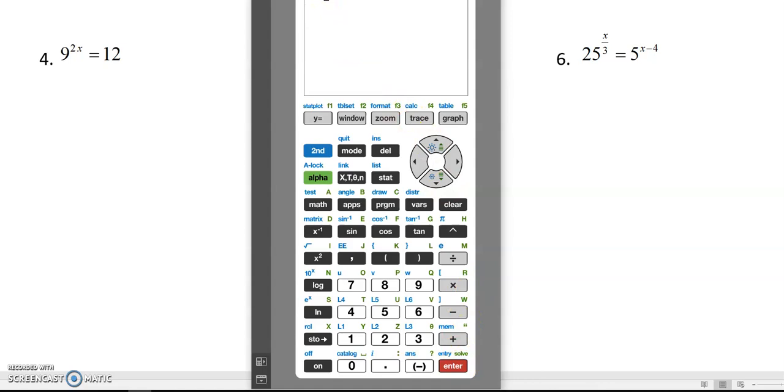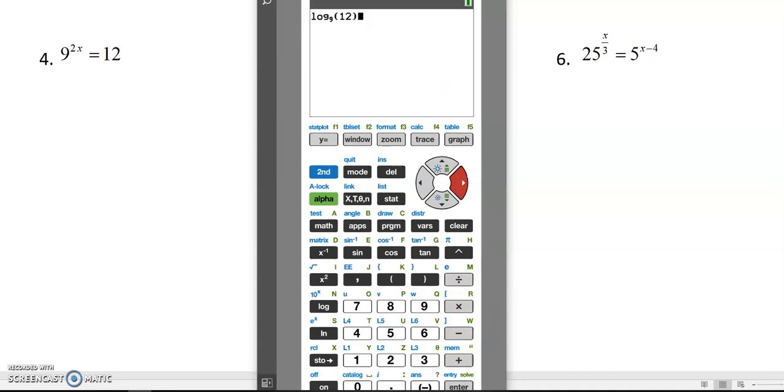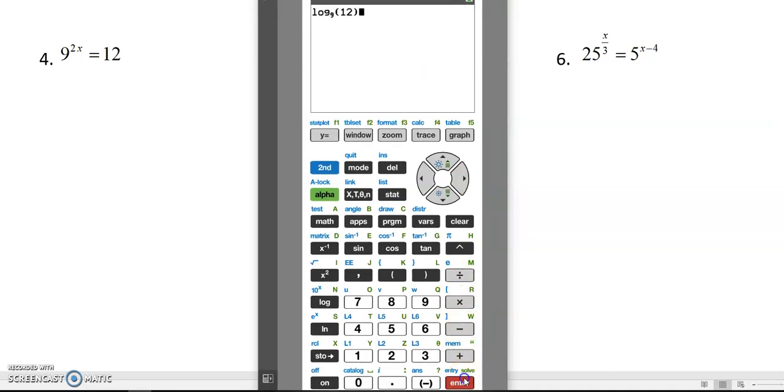And remember, we had a base of 9. So I'm going to put a 9 right there in the base. Then I'm going to move over here, and we had a 12 right there. So I'm going to plug a 12 in. Okay. And I need to know what this side of the equation looks like, because remember it said log base 9 of 12 equals 2x. Alright, so I'm going to slide this up so I can hit this enter button.